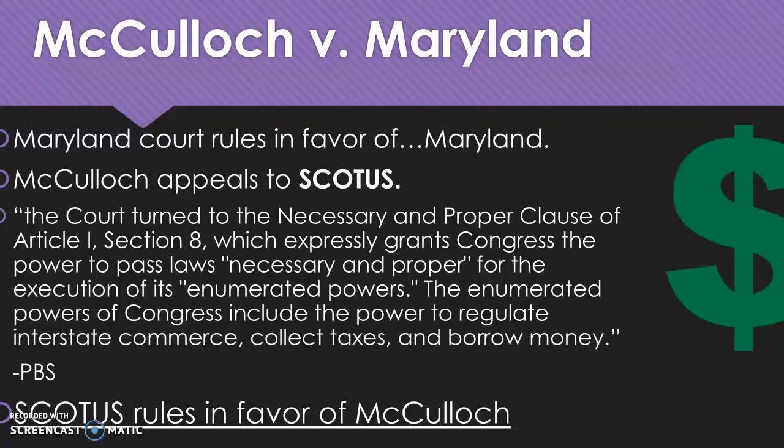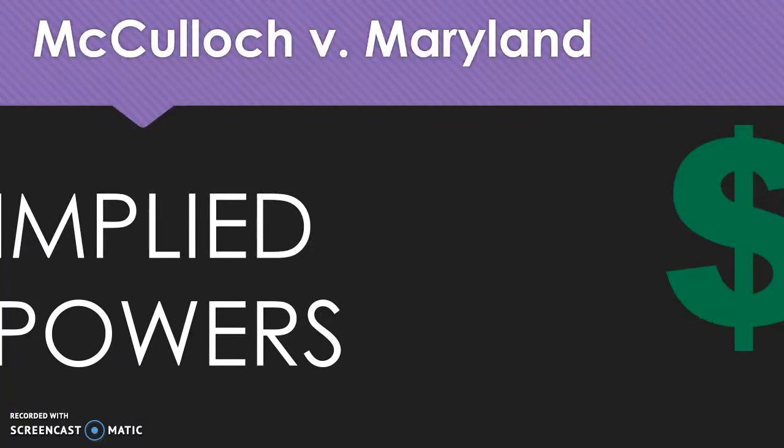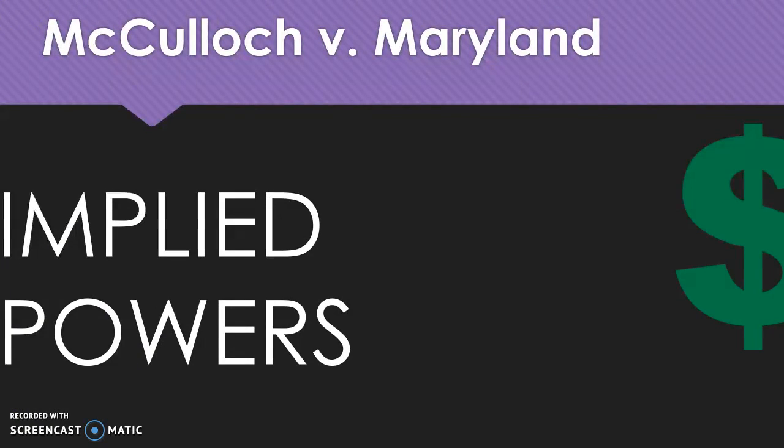Now, the court rules in favor of McCulloch, saying he did in fact have the right to collect that debt because the Bank of the United States and the federal bank oversees the state banks, and the state banks cannot tax the federal government. We refer to this power of the federal government to tax the states, but not the other way around, as implied powers. This is a power that is implied, it is implicitly given to the federal government.